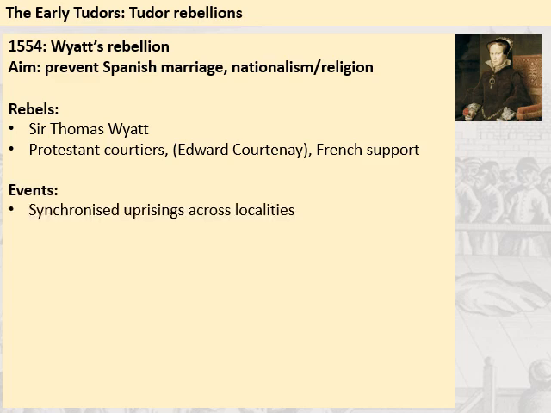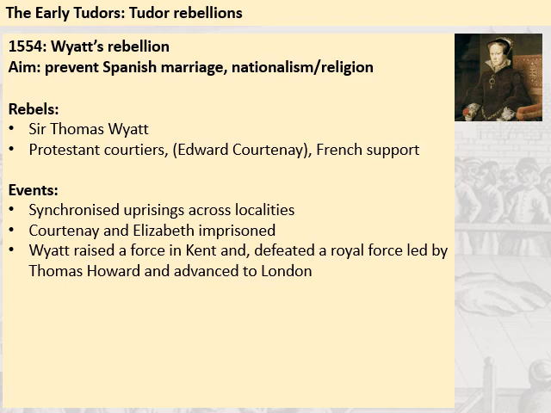So, in this rebellion, the plotters planned synchronised uprisings across their localities. They didn't all manage to do so. Again, this shows us how difficult it is to coordinate a rebellion nationally at different places in this period. Edward Courtenay was imprisoned. He was placed in the Tower, as was Elizabeth. Now, Elizabeth is placed in the Tower to secure her primarily. This is a rebellion about regime change, and she's the obvious alternative, so she needed to be secured. She was later released after questioning.